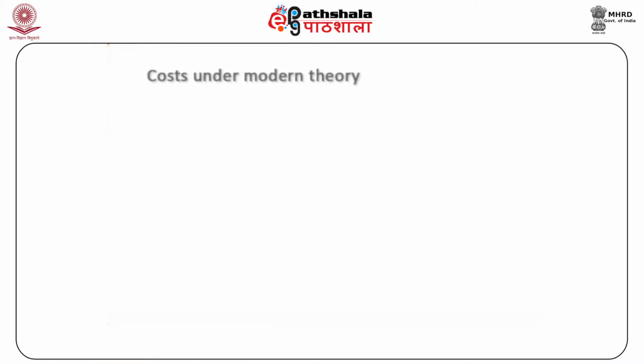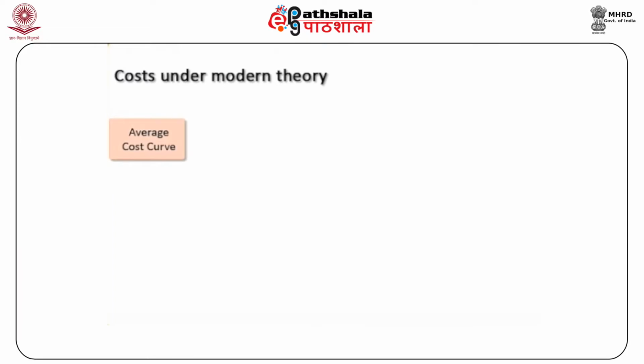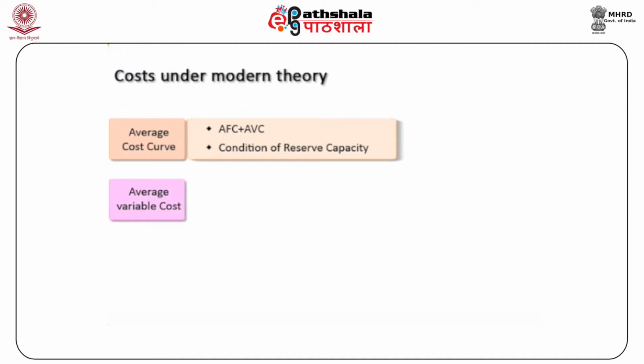Let us now first understand different cost curves under this theory. Average cost curve is the sum of AFC and AVC. Under conditions of reserve capacity, the curve is downward sloping, falling continuously as output expands. The average variable cost is equal to the total variable cost divided by the total output. It is not U-shaped as under the traditional theory, but saucer-shaped due to the reserve capacity maintained by the firm.